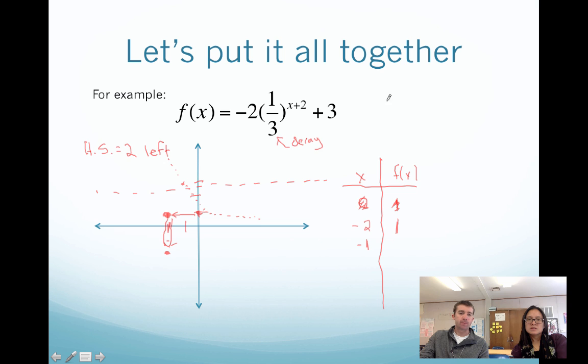Yep. All right, so let's see, negative 1 in here, 1/3 to the negative 1 plus 2, plus 3. Okay. 1/3 to the first, just 1/3, so negative 2/3. Negative 2/3 plus 3 would be 2 1/3. Yes. So at negative 1, I'm at 2 and 1/3.